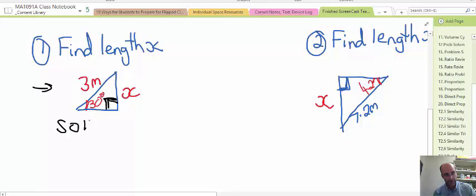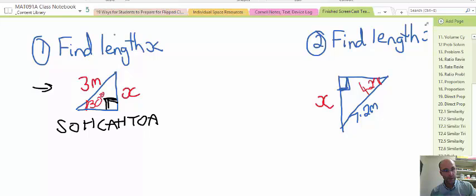So we have to decide first of all which of the three trig ratios we've got to use. So old hippies can't always hide their old age, whatever helps you remember it.